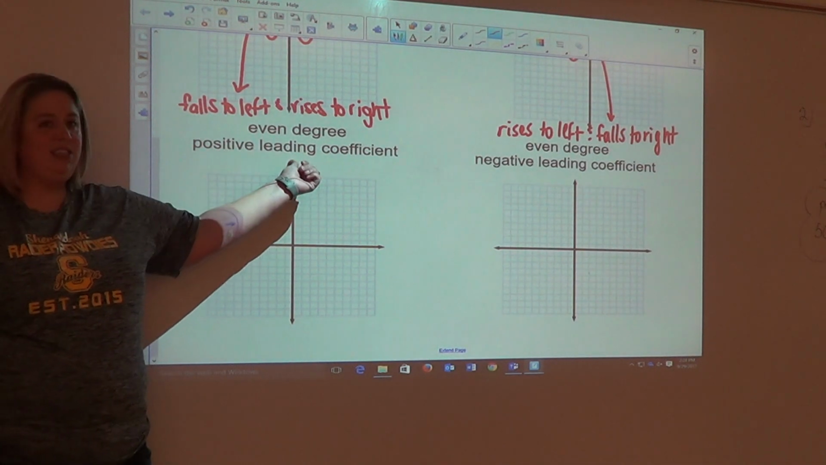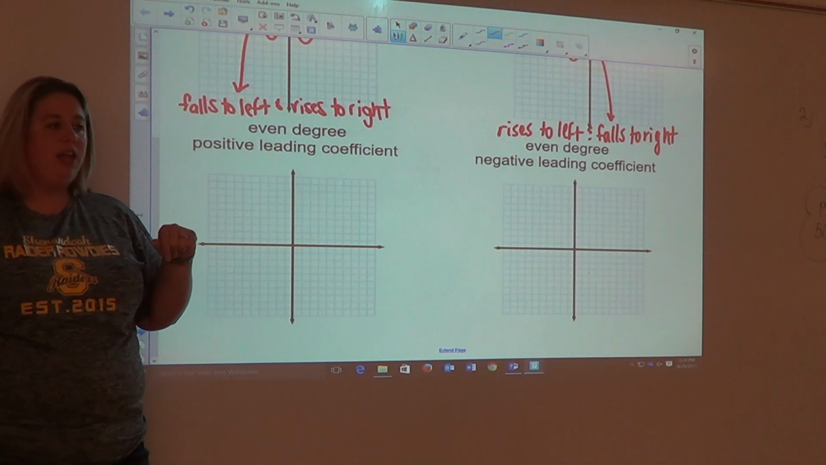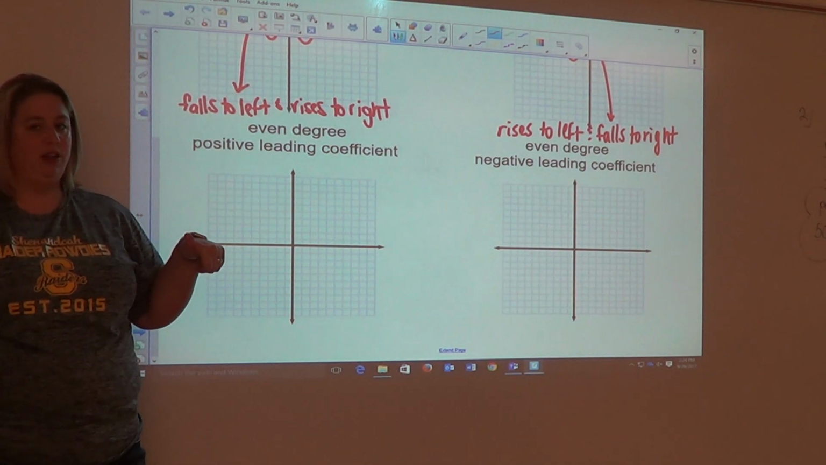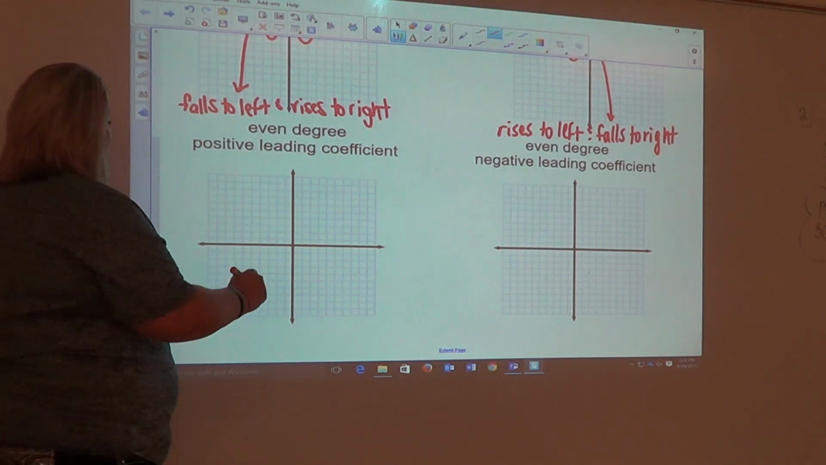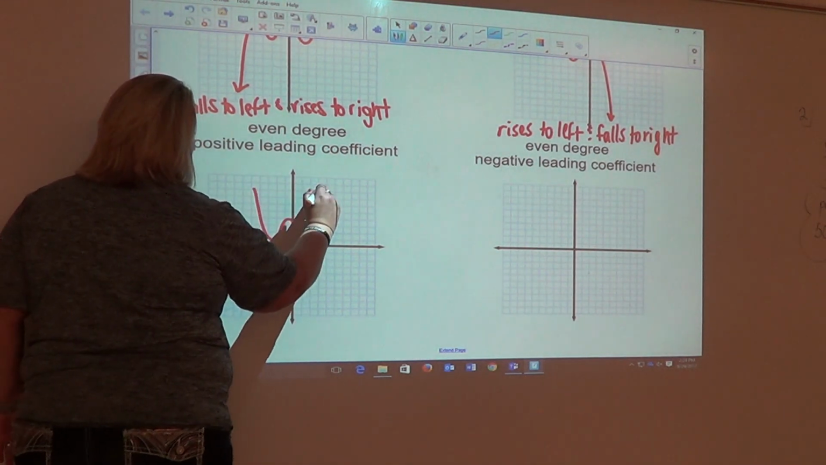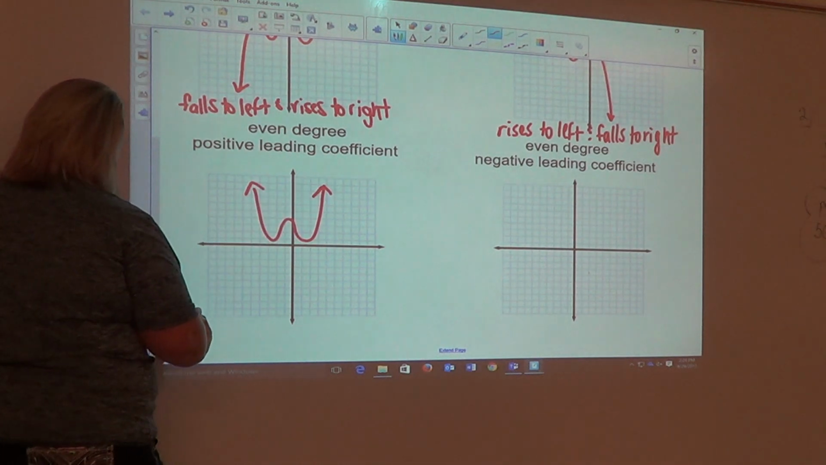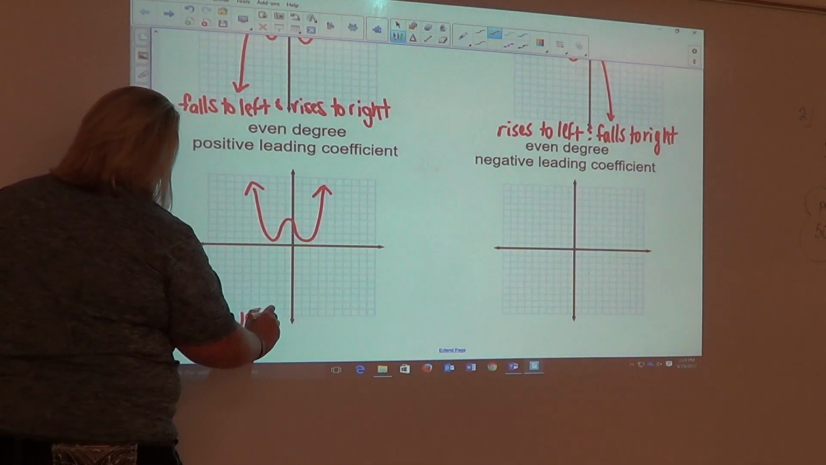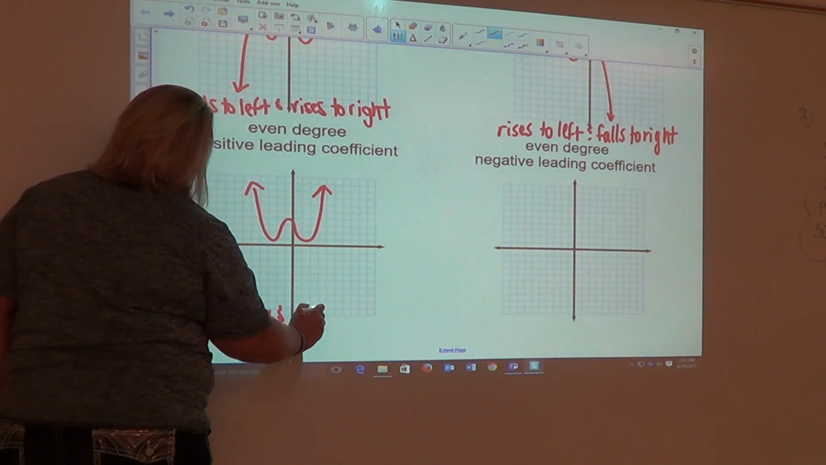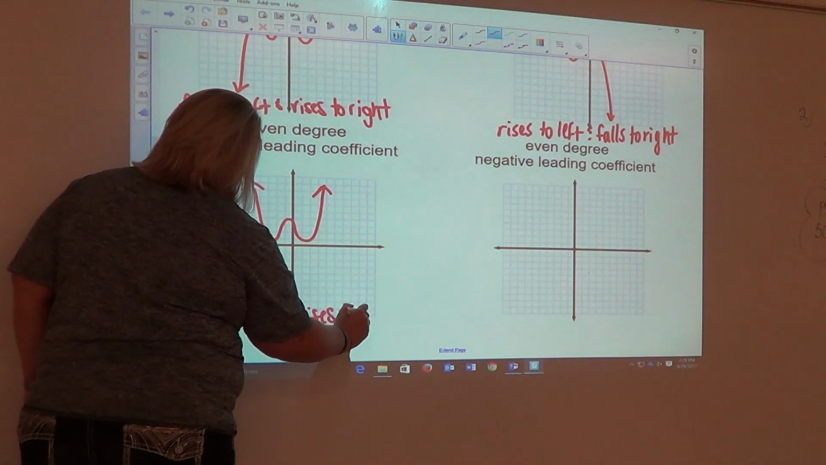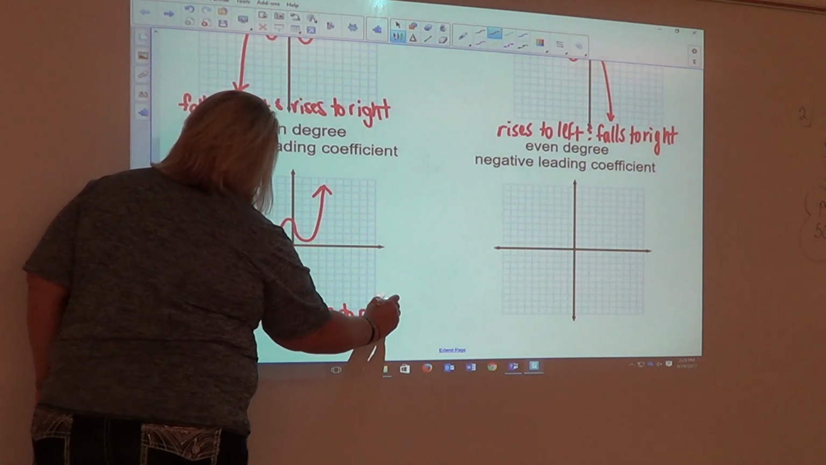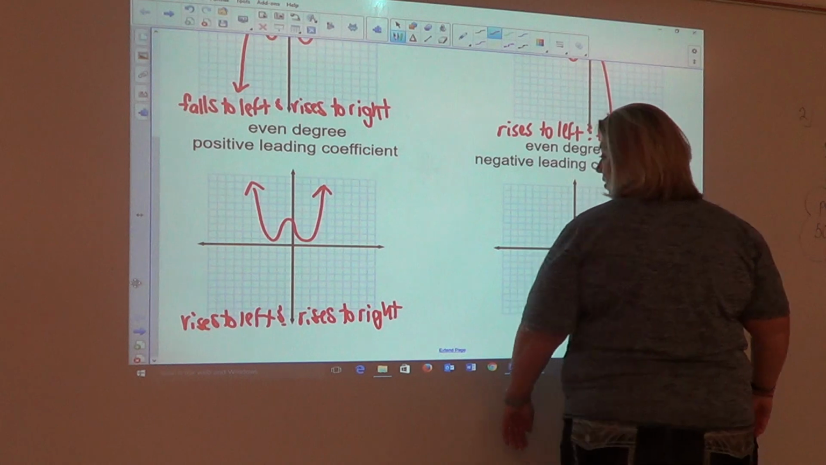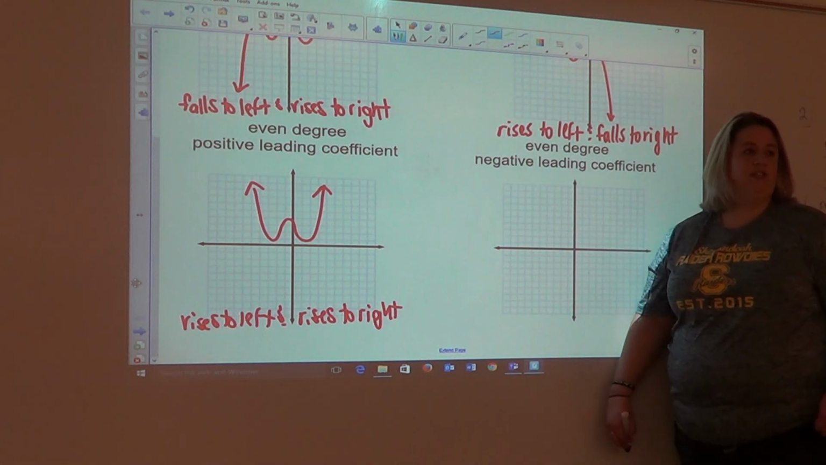Okay, positive leading coefficient. If it's an even degree, they do the same thing. So they're either both going to go up or they're both going to go down. If it's positive, it doesn't matter what happens in the middle. This rises to the left, and it rises to the right. Can you write rises to left and right, or do you have to write rises? You can write rises to left and right.